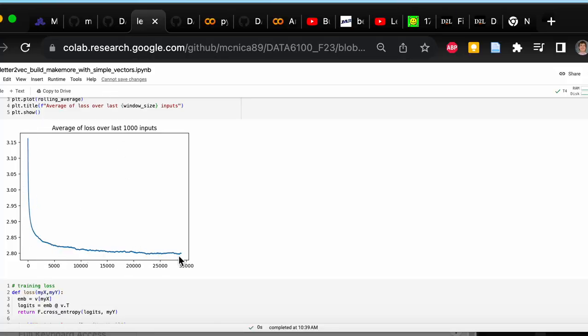And it gets down all the way. We started much higher, and we got down to 2.8. It's all on an exponential scale, right? Because it's e to the power of this.